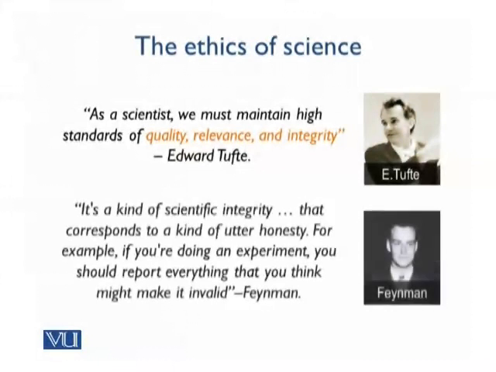The second quote I want to tell you is from Richard Feynman, a famous physicist and also a Nobel laureate. He said that scientific ethics, a kind of scientific integrity, corresponds to a kind of utter honesty. For example, if you're doing an experiment, you should report everything that you think might make it invalid. This is very important because many times we only present data that makes us look good, that makes our models sound very impressive. But for good science, and most scientists know this, all models are approximations.